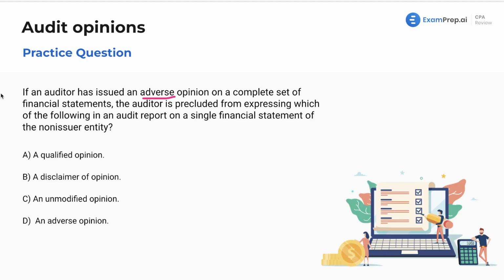So that's the thought process, but it's also definitely something to memorize. For the rest of these, you could definitely disclaim an opinion on something, or give a bad opinion on something else, but you are not going to be able to give an unmodified opinion to a single financial statement when overall you've given it a bad grade.